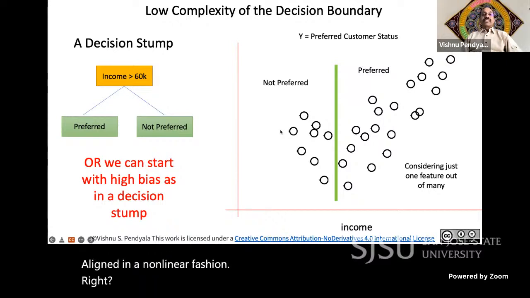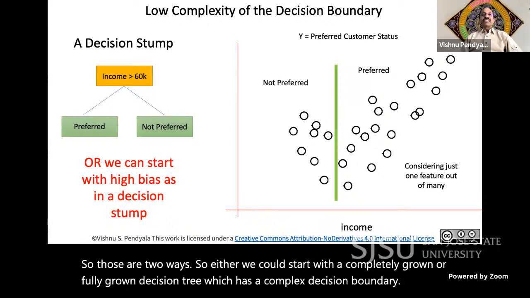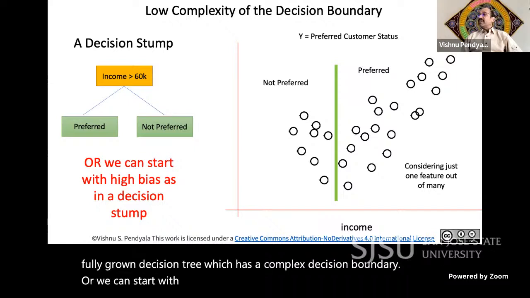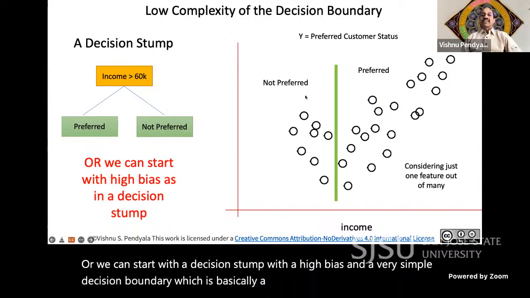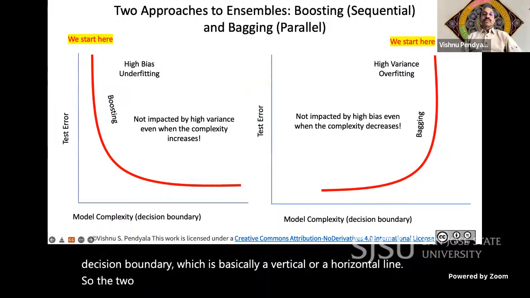So those are two ways. Either we could start with a fully grown decision tree, which has a complex decision boundary, or we can start with a decision stump with a high bias and a very simple decision boundary, which is basically a vertical or a horizontal line. So the two approaches to ensembles: boosting is sequential and bagging is parallel.